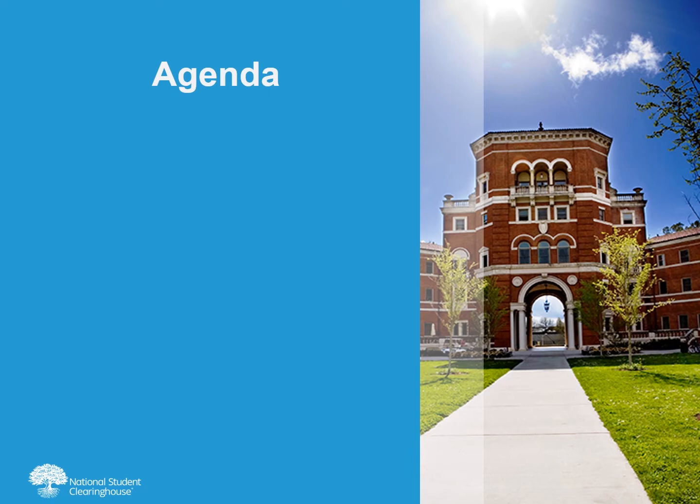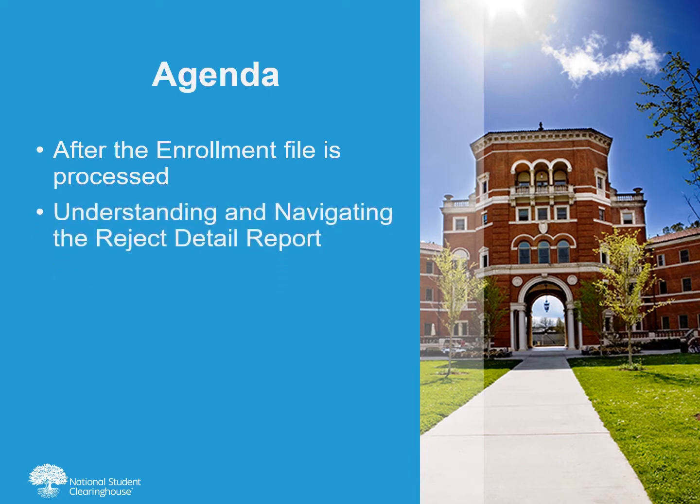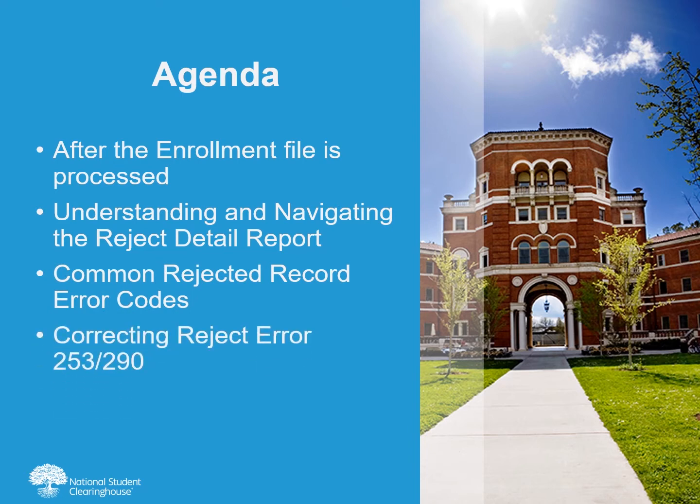In this presentation, we will review what happens after an enrollment file is processed. Then we will review the Reject Detail Report, including common rejected record error codes, specifically the errors 253 and 290. Then we will review EDI rejected records for our EDI participating institutions, and then we'll close with some best practices.